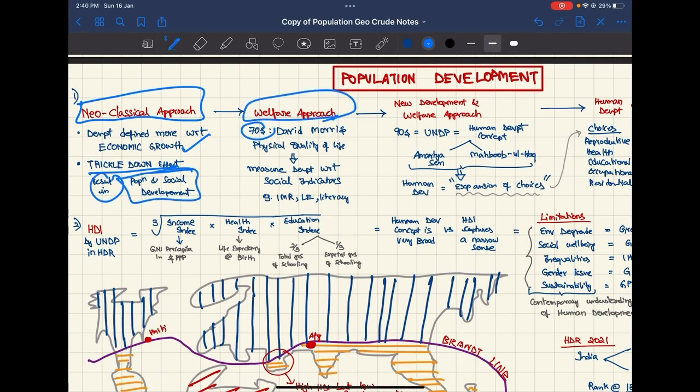The welfare approach was given in the 70s by David Morris. He talked about physical quality of life, measuring development using social indicators like IMR, life expectancy, literacy, etc.